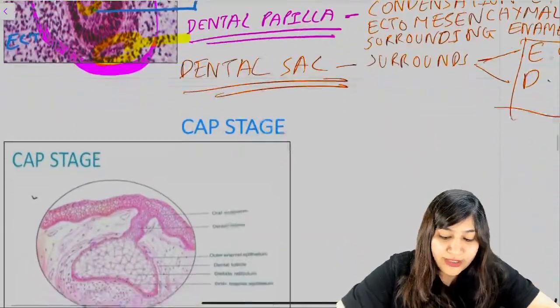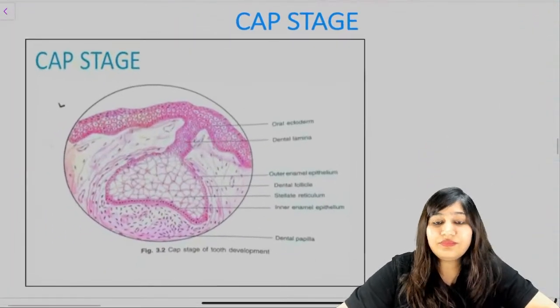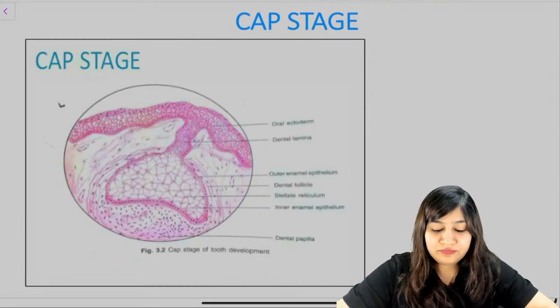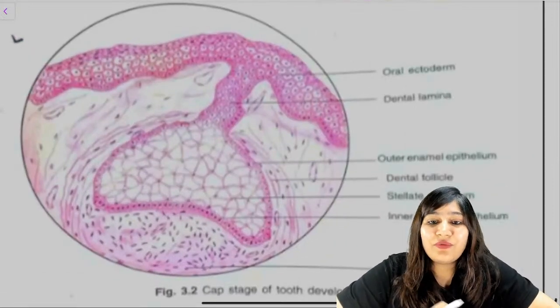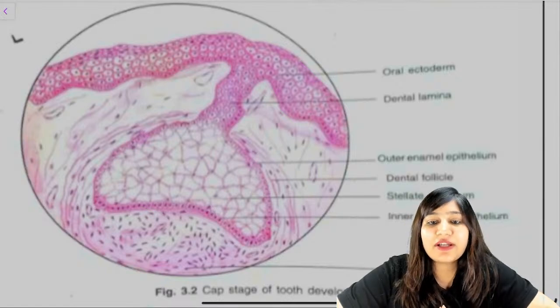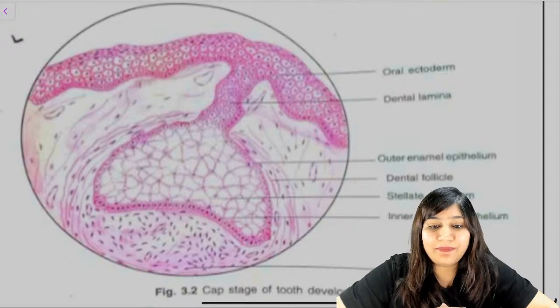Now coming to cap stage. From the word itself we can say cap stage. So what is the shape of the enamel organ here? Cap shaped structure because of unequal rate of proliferation of the cells.